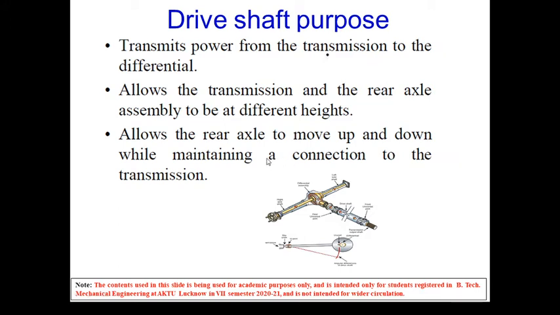We can employ a single universal coupling, or we may use double universal couplings on this end and also on this end. This is also fitted with a slip joint to take care of any extension in the propeller shaft, because while facing a bump or a jump, the vehicle may cause the propeller shaft or drive shaft to encounter a change in length. That has to be taken care of, and this change in length is accommodated by using a slip joint.